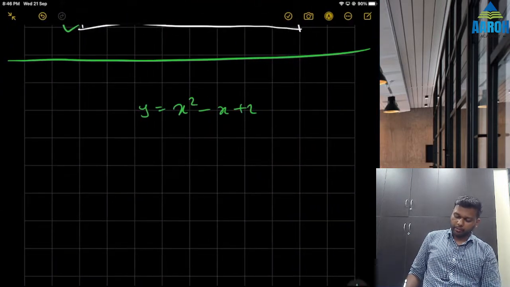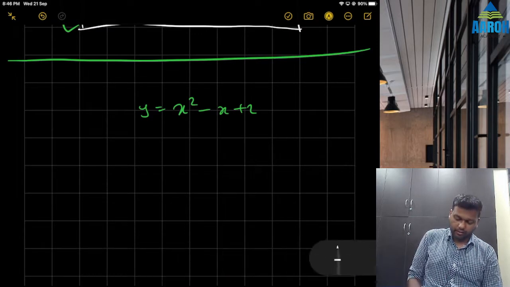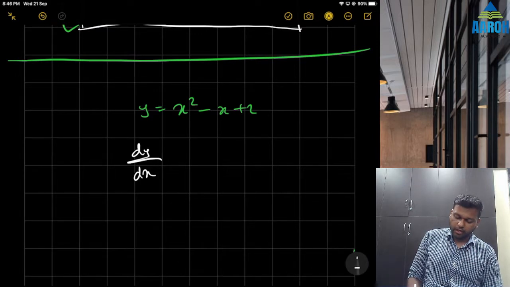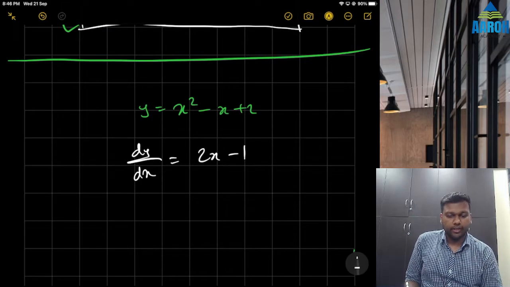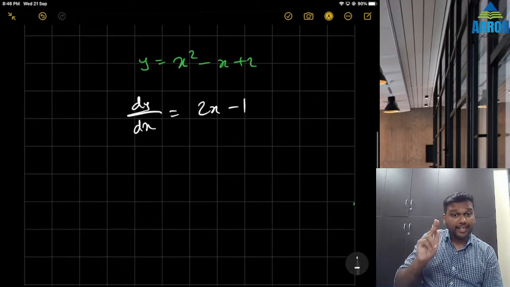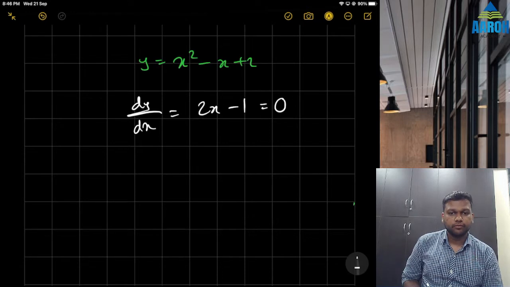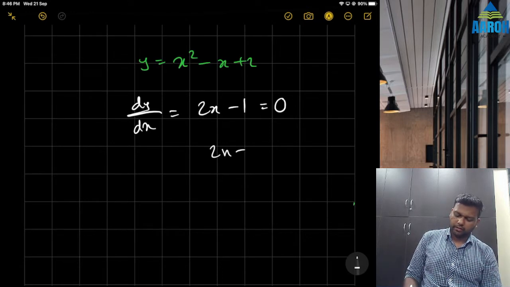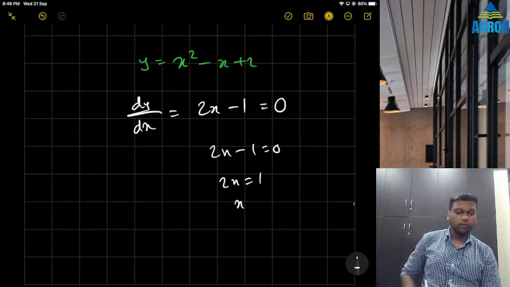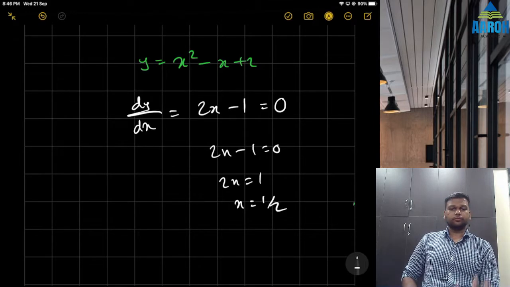To find minima, you first have to take the derivative. The derivative dy by dx will be 2x minus 1, right? Then the second step is to set the derivative equal to 0. That means 2x minus 1 is 0, so 2x is equal to 1. So x is equal to 1 by 2.